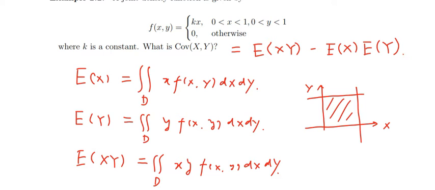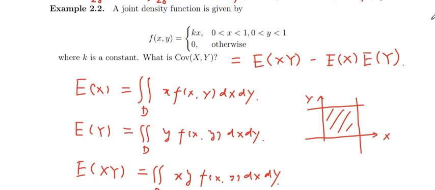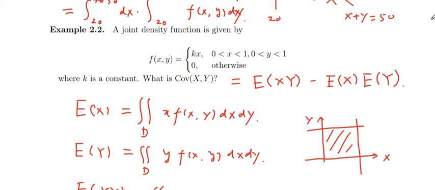And we don't know this k. So at first maybe we need to find this k. The total integration is equal to 1. So let's say the integral of kx dx dy equals 1. So we can find k.